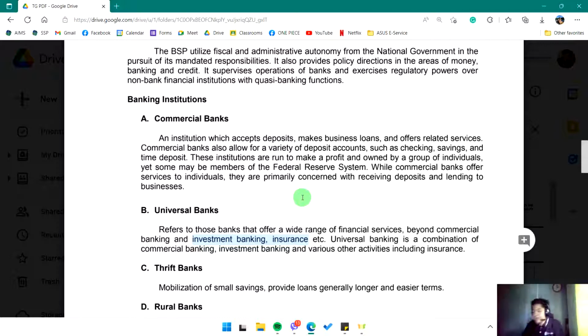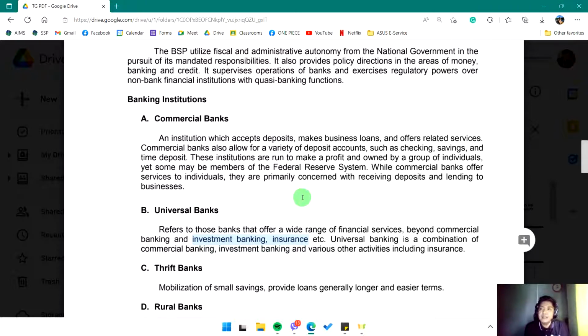And universal banks, hindi lahat ng bangko ay pwedeng maging universal bank. Madalas, meron mga binibigay na license dito para sa mga bangko na mag-operate para makapag-operate sila as a universal bank. So, yun nga, ang universal banks po natin, aside from money deposits, aside from loans, aside from credit cards, they also offer investment and insurance. So yun po yung universal banks natin.